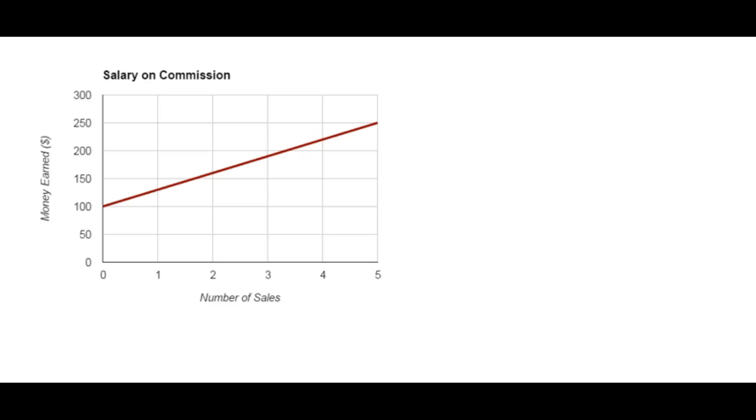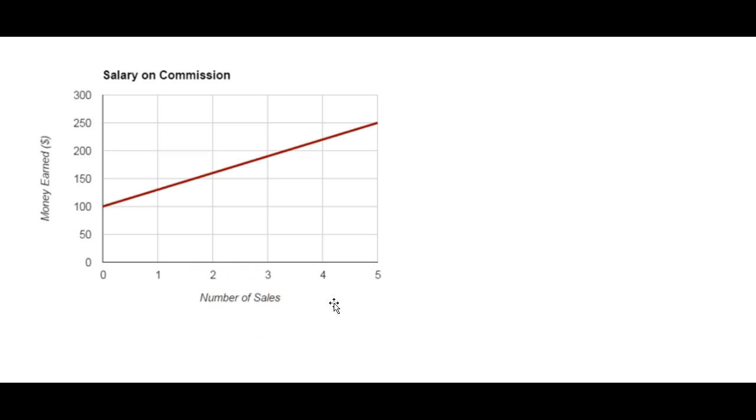Okay, so again, I'm going to start by looking at the title and then my labels. So this is salary on commission. If you don't know what commission is, it's kind of like you get paid a certain amount of bonus money outside of your wages, depending on how many sales you make. So the more things you sell, the more money that you get. It's how I believe it works when you sell cars at a car lot. The more cars you sell in a month, the more commission you make on top of your salary. So it looks to me like this is saying money earned versus number of sales.